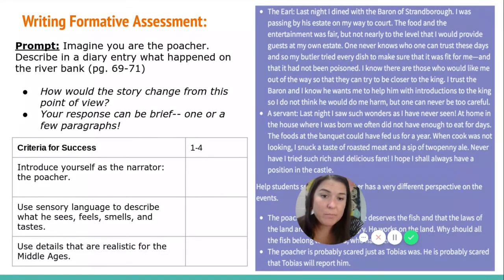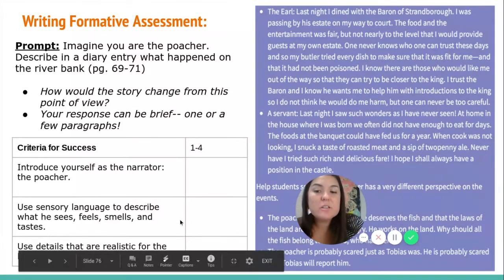Are they really painting a picture with words and describing all these things that the poacher is feeling, to understand that through sensory details? Because that's the big skill we want to see. And then we want to make sure that you also stick to, is it realistic to the Middle Ages?